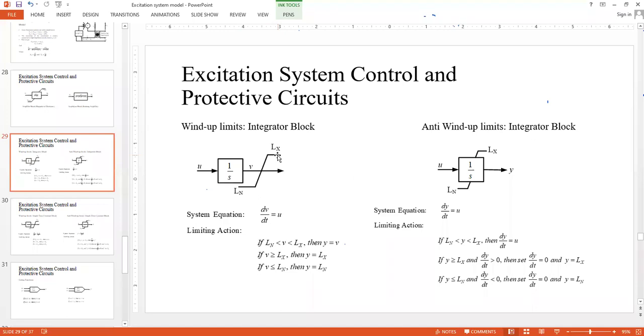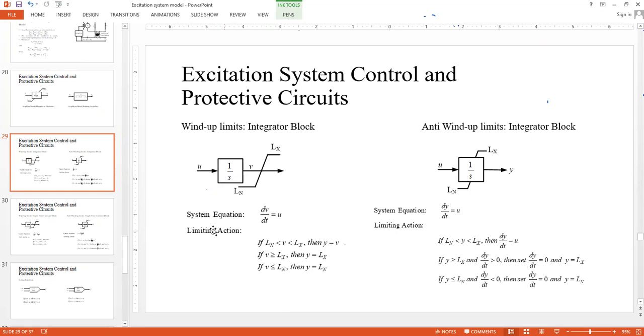For the linear blocks, unless your operating point is very near to the saturation, very near to the limits, only then would you see one of the limits, otherwise not. But for a nonlinear system model, nonlinear block diagram representation, or large disturbance simulation, large disturbance stability issue, you have to incorporate these limits. So let's see the equations one by one.